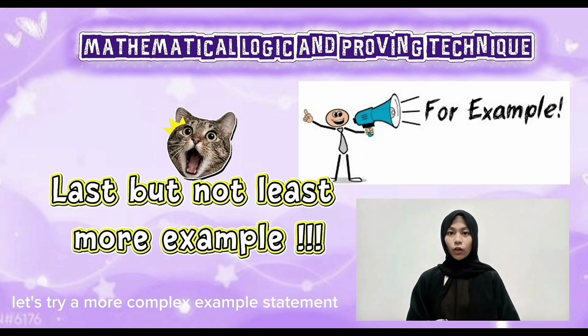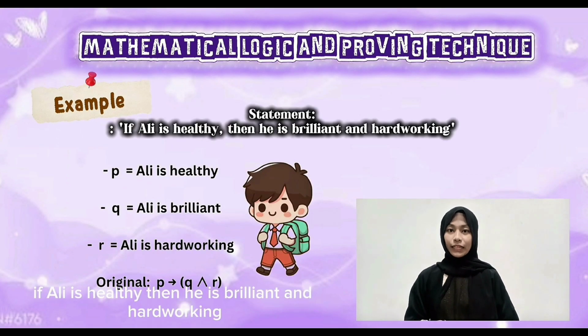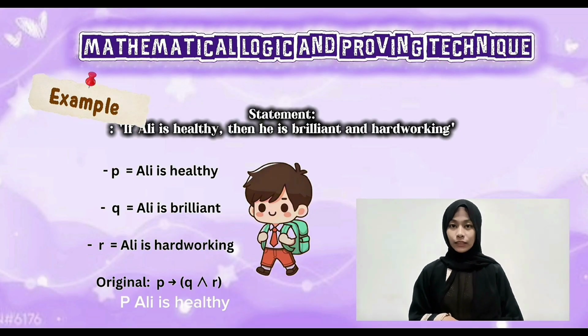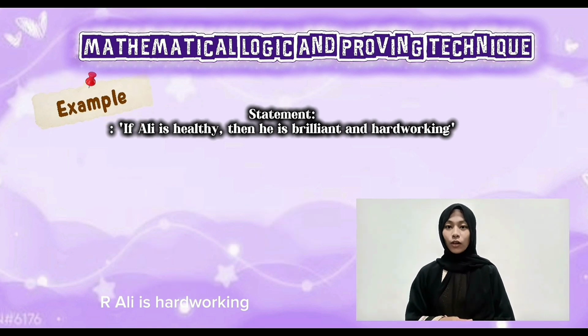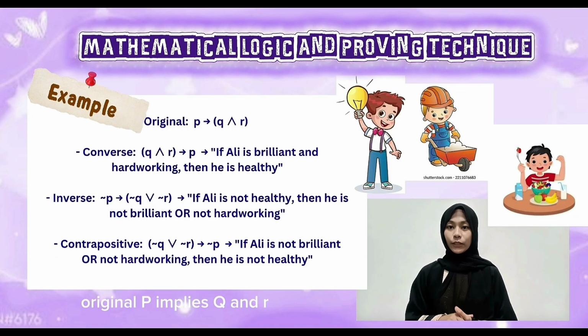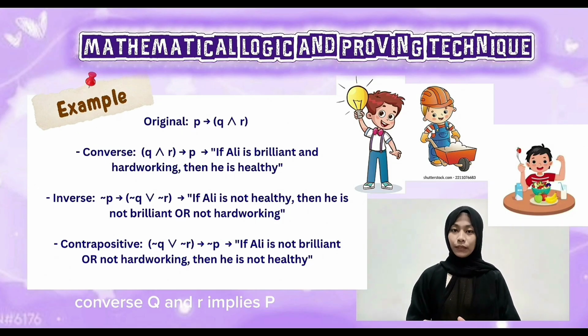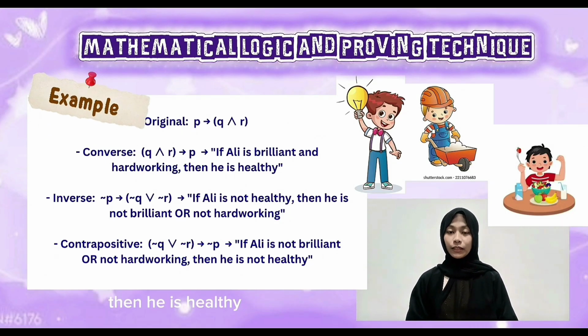Let's try a more complex example. Statement: if Ali is healthy, then he is brilliant and hardworking. P, Ali is healthy. Q, Ali is brilliant. R, Ali is hardworking. Original: P implies Q and R. Converse: Q and R implies P. If Ali is brilliant and hardworking, then he is healthy.